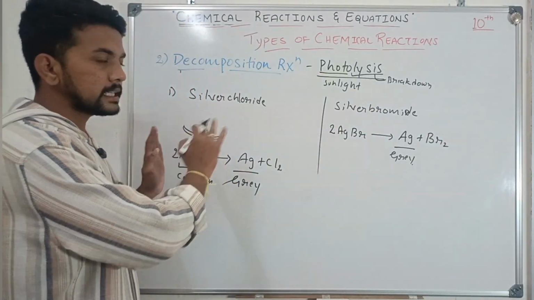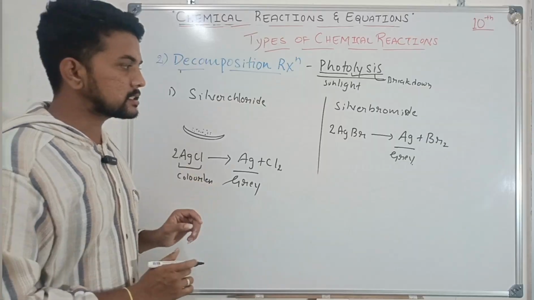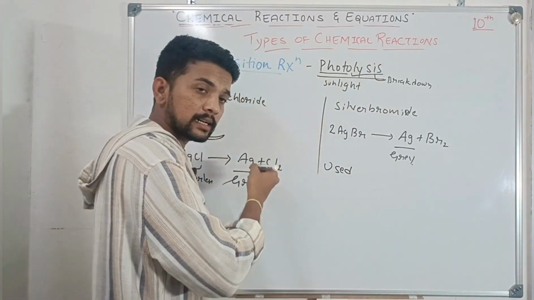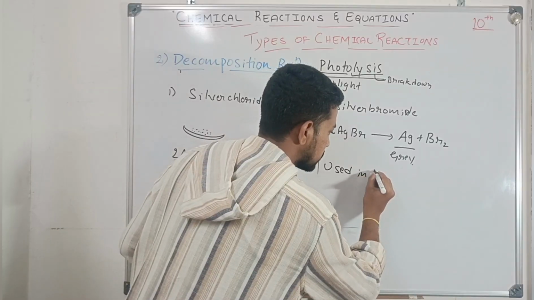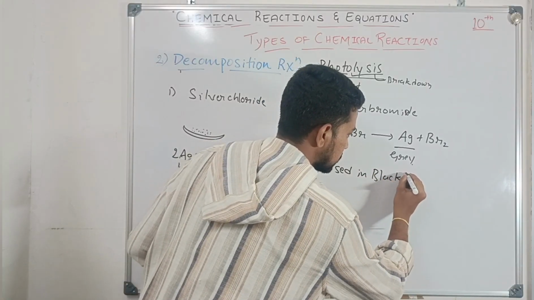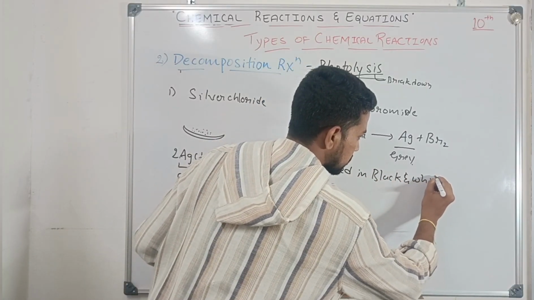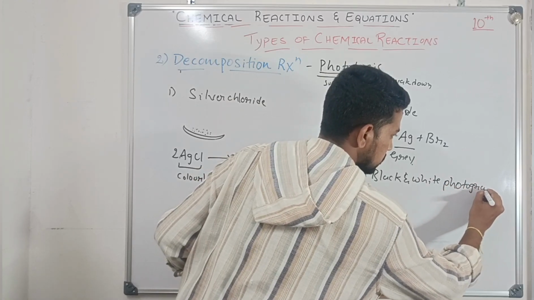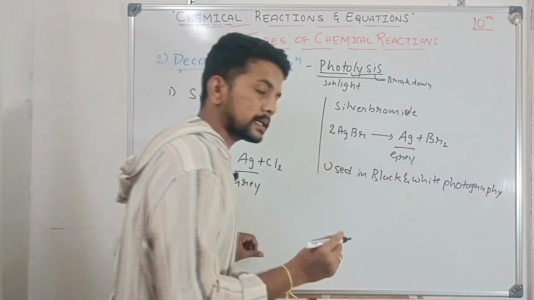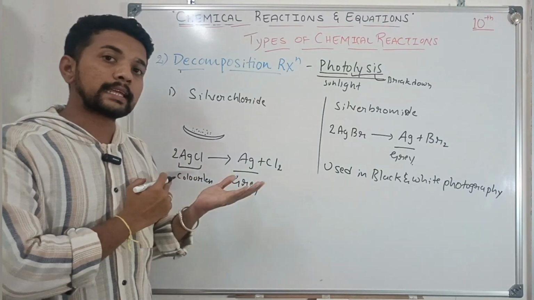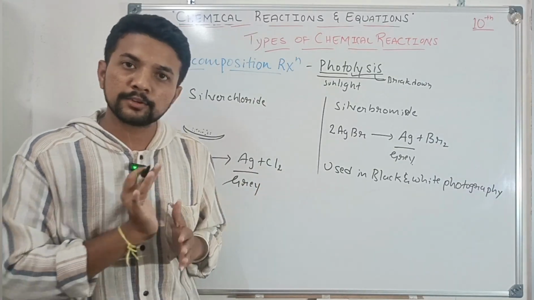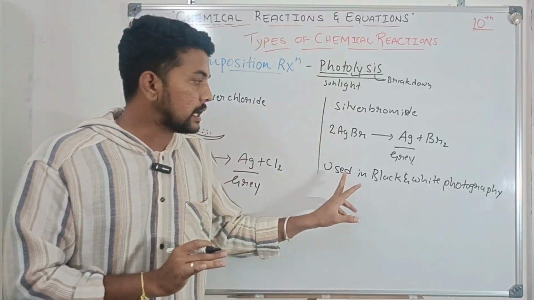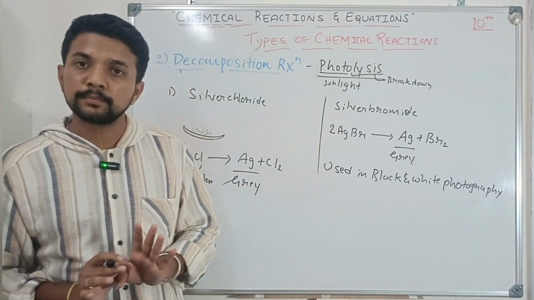So here these two chemical reactions are used in black and white photography. Remember, in the last example, calcium oxide is used in the manufacturing of cement. So here these two chemical reactions are used in the black and white photography purposes.